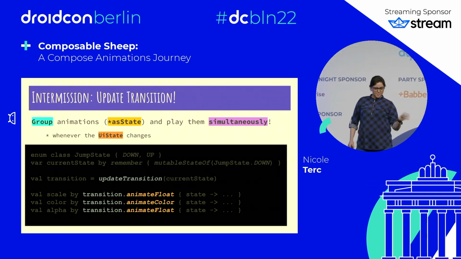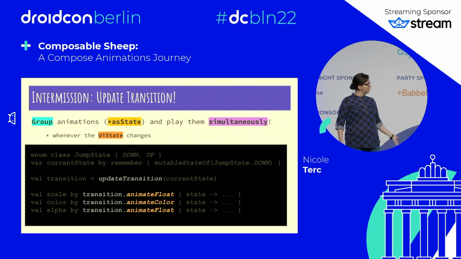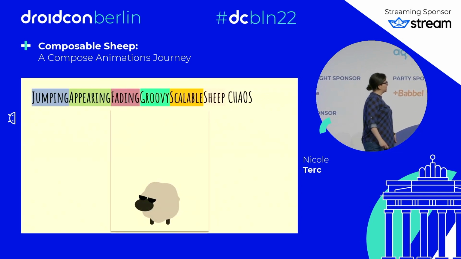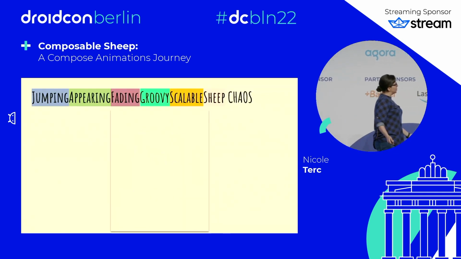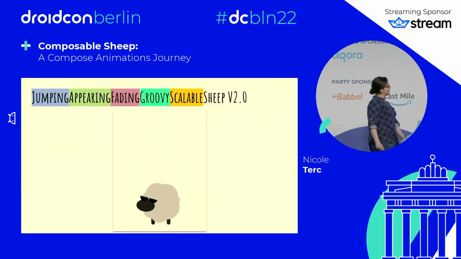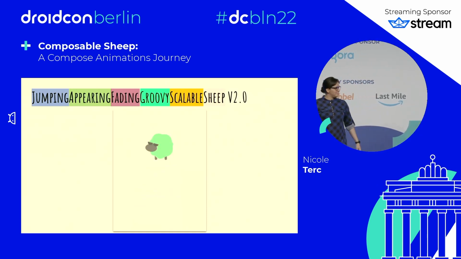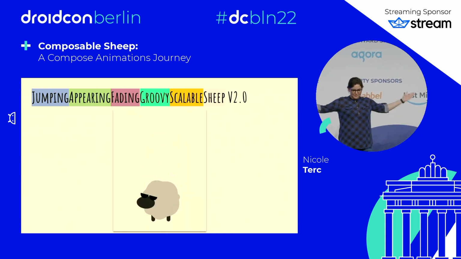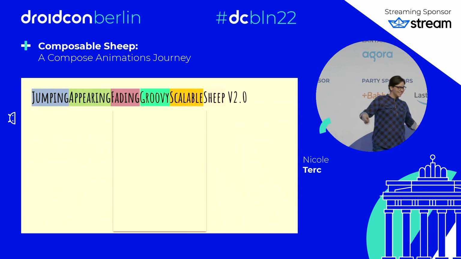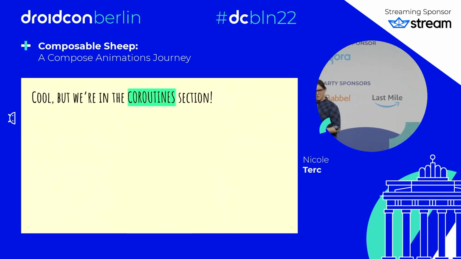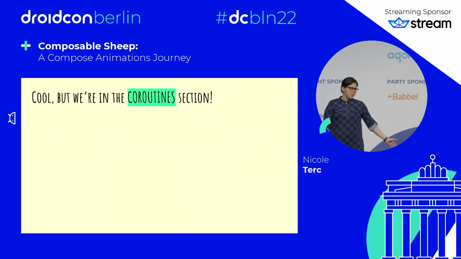Great. So if we add this update transition to our previous chip, we can go from this chaotic jumping chip to a more organized jumping, appearing, fading, groovy, scalable chip version 2.0. Looks better, no? I think so. But hey, we're not in the state section. We're in the coroutine section.